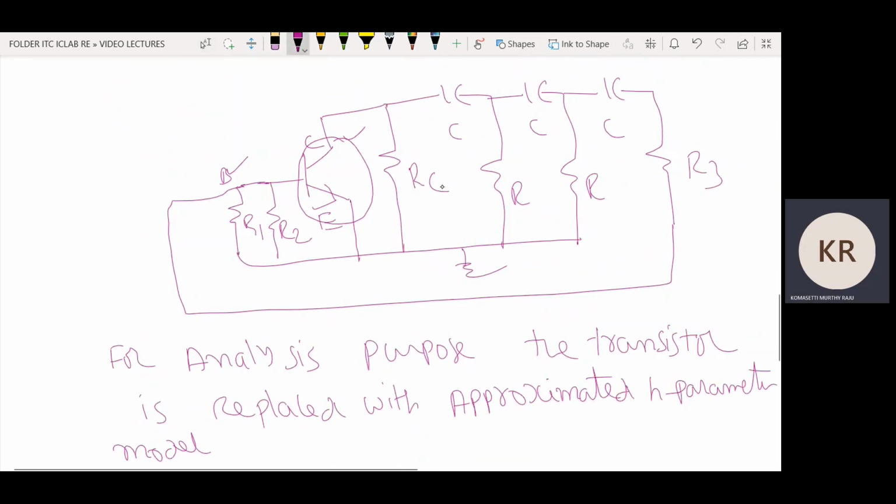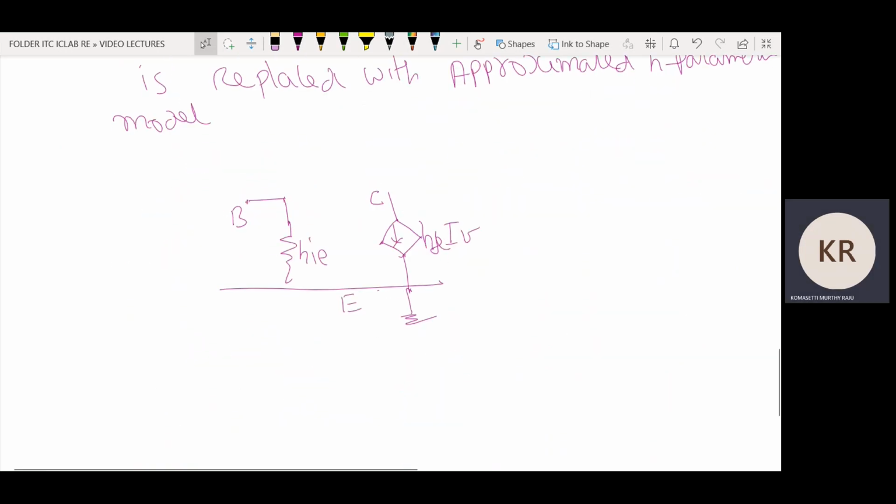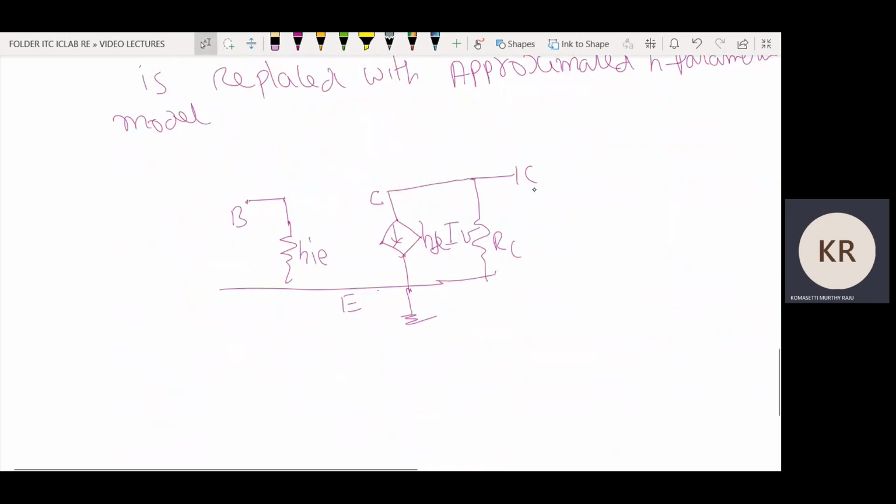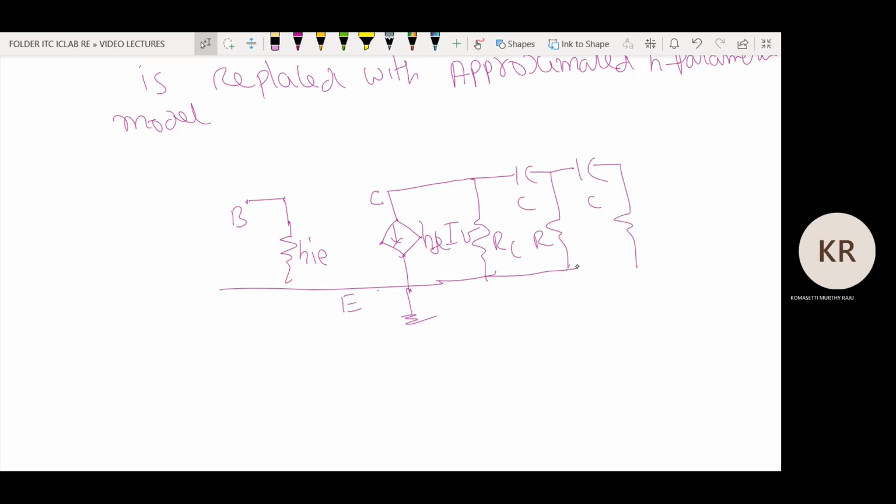In this circuit, the transistor is replaced with this model, and the collector RC resistance is connected between collector and ground. Next, the C value: this C is connected like that. This one C, R, and the last one C.